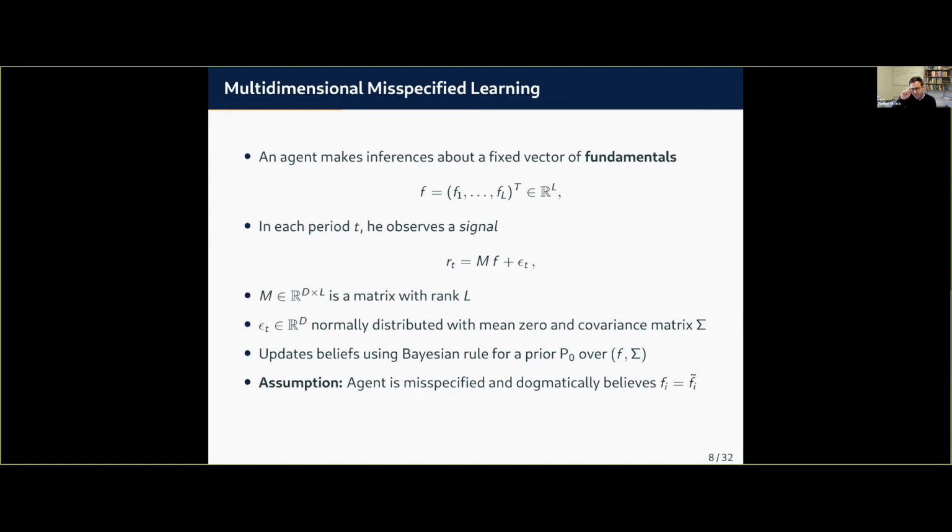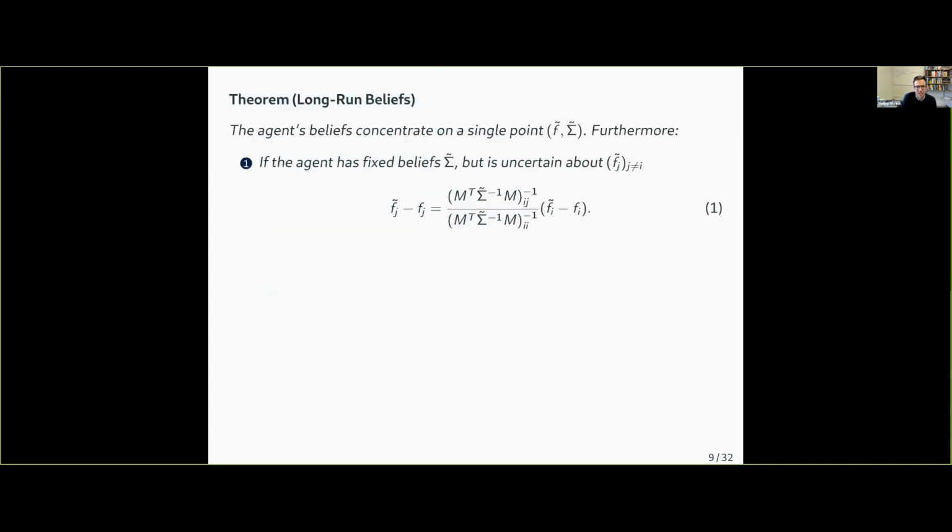And now the only non-rational assumption is that the agent dogmatically believes that one dimension of the fundamental equals some fixed number. Formally, that means that all the support of the prior pi naught only includes f, sigma pairs where f_i equals f_i tilde. You can now ask, what are the agent's long-run beliefs under the true data generating process? And this theorem tells you the answer.